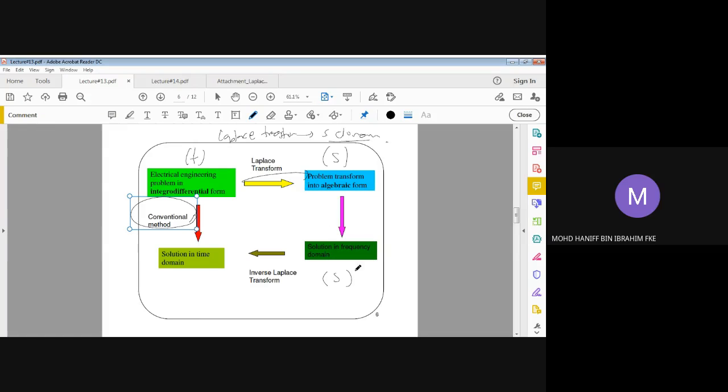So we solve the problems in the frequency domain, and afterwards, to find the actual solution, we have to do the inverse of Laplace transform. That should be the answer in the time domain. Once you have the solution in the frequency domain, you do the inverse of Laplace transform, then you can get back the time domain solution. This is the application of Laplace transform, which will be learned in lecture number 15 later on.